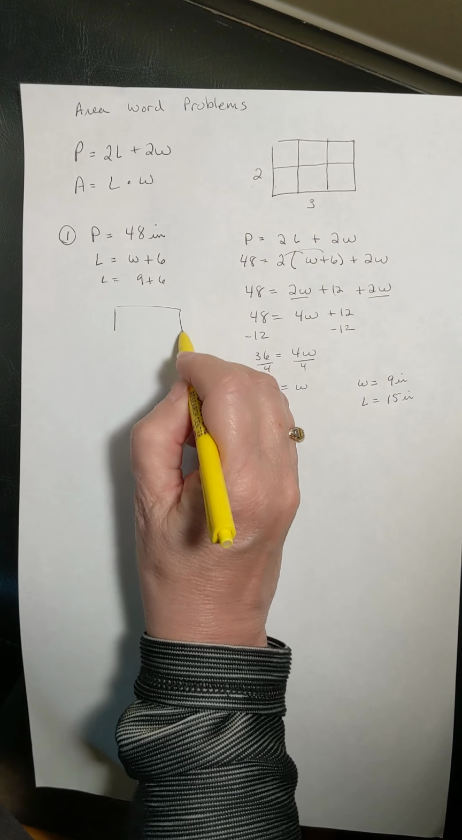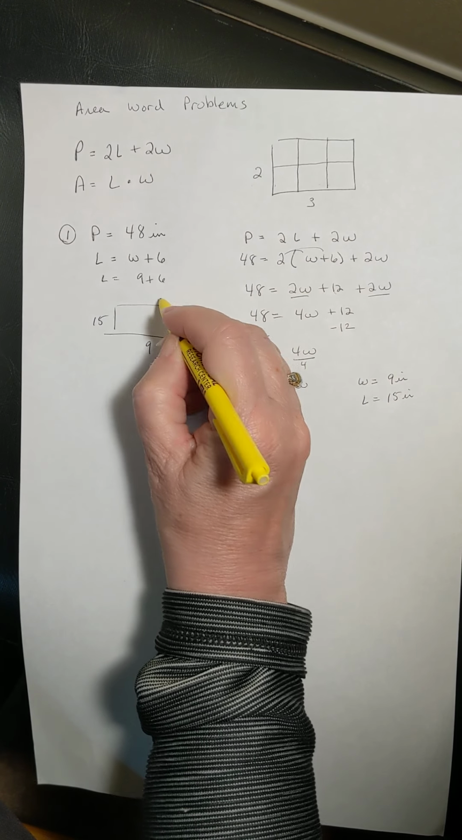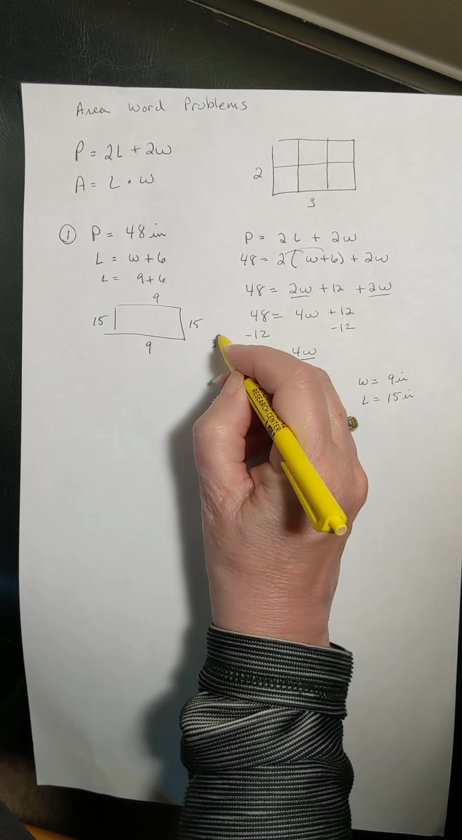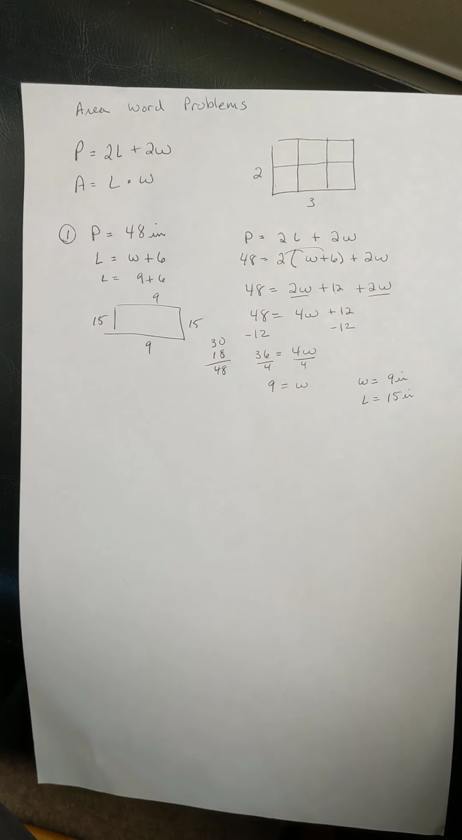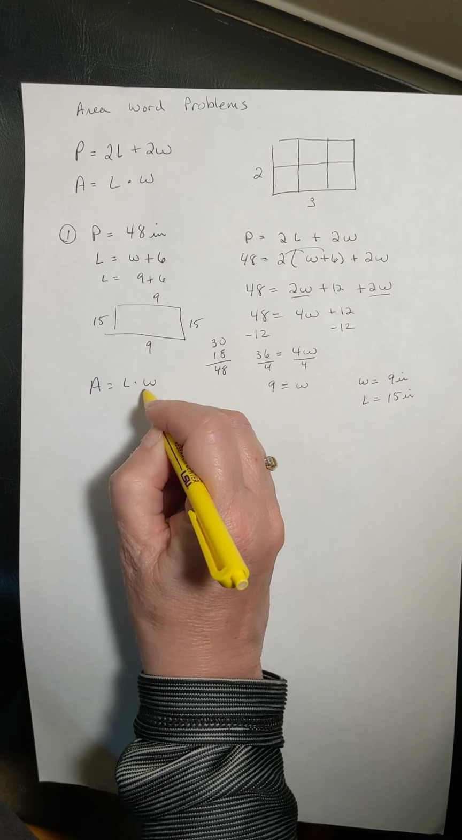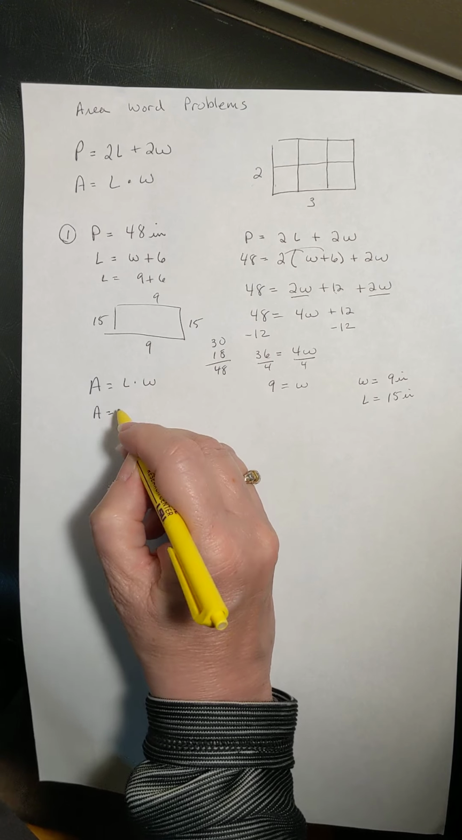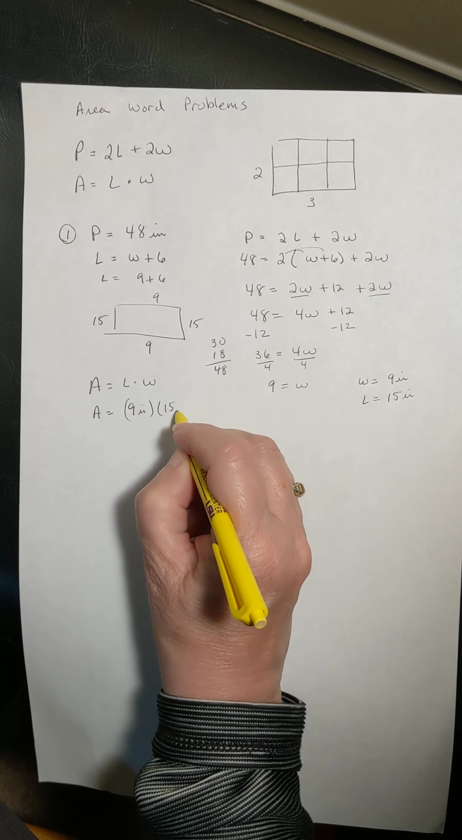Now again, we can check that if we want. So if I have 15 and 9 and 15 and 9, 15 and 15 is 30. 9 and 9 is 18, so that does give me 48 inches. So I know I'm right on that one. Now, the last part is the question that they're asking. They're not asking what is the width and the length. They're asking what is the area. So I know that the area is equal to length times width. So here my area would be equal to 9 inches times 15 inches.